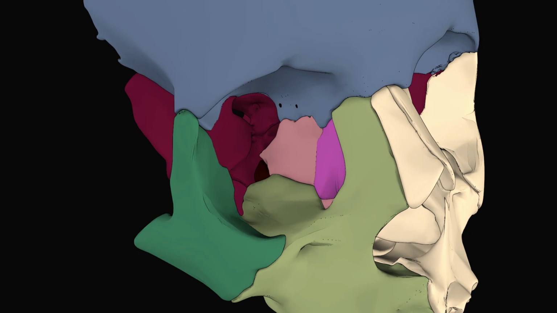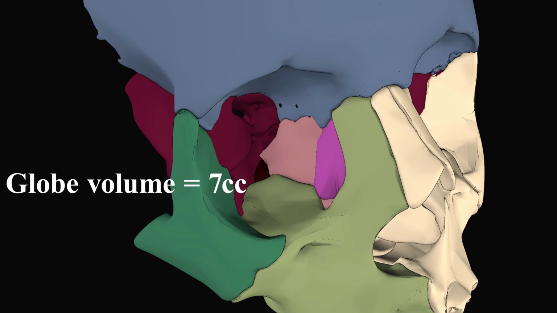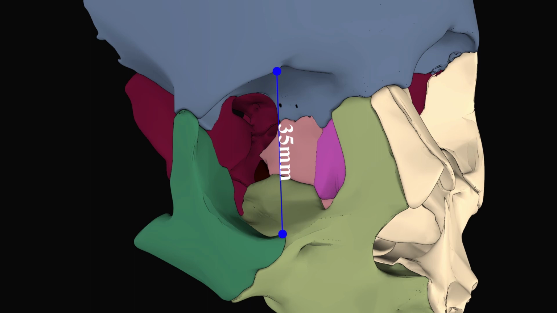The dimensions of the orbit. The volume of the orbit is about 30 cubic centimeters, while the globe occupies only about 7 cubic centimeters of the total volume. The height is about 35 millimeters and the width is about 40 millimeters as measured from orbital rims. The depth of the orbit from the medial orbital rim to the apex of the orbit is about 45 millimeters. From the inferior orbital rim the floor dips slightly inferior from the rim, then curves cephalically towards the superior orbital fissure.